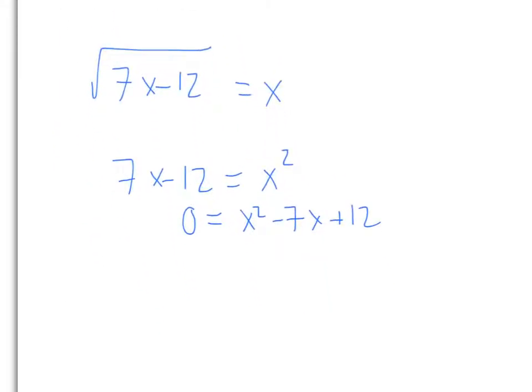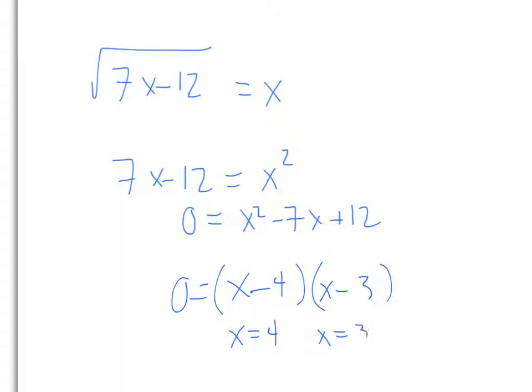All right, so we've squared both sides. X minus 4 and x minus 3. All right, so we have 2 answers. Which of them is correct? Which of them is correct, 3 or 4? Niall, which one's right? 3. 3? All right, check it.